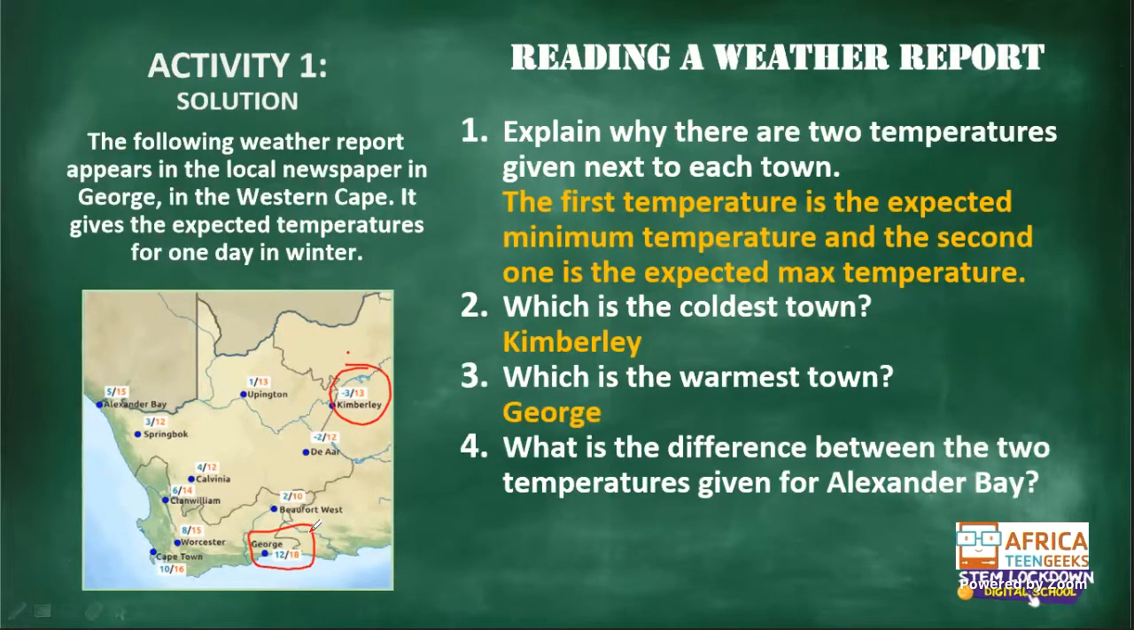What is the difference between the two temperatures given for Alexander Bay? So again, we have to go and find Alexander Bay on our map. And we can see it's right here, just below Namibia. Megan has already given me the answer. We have a high of 15 degrees Celsius, and we have a low of 5 degrees Celsius. So we will minus the low from the high, and we will get the difference of 10 degrees Celsius. Well done, guys.